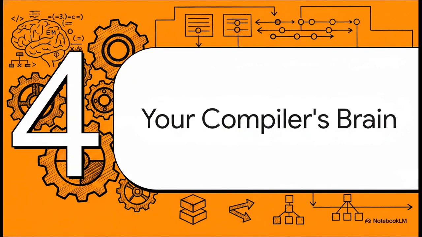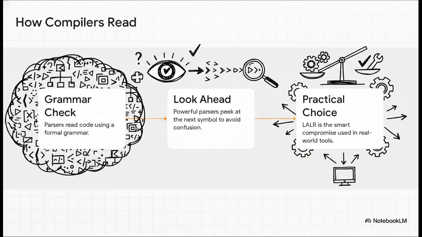So let's wrap this up and talk about your compiler's brain. After this quick look inside, what are the main takeaways? What should you remember? Okay, three key things. First, parsers are what give your code its structure by checking it against a formal grammar. Second, when they get confused, the powerful ones use that look-ahead superpower to peek at what's coming next to make a smart decision. And finally, the LALR parser is that beautiful compromise between raw power and practical efficiency, making it the engine inside the tools you use every day.